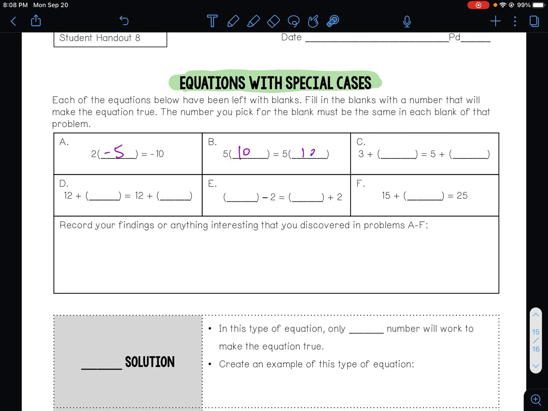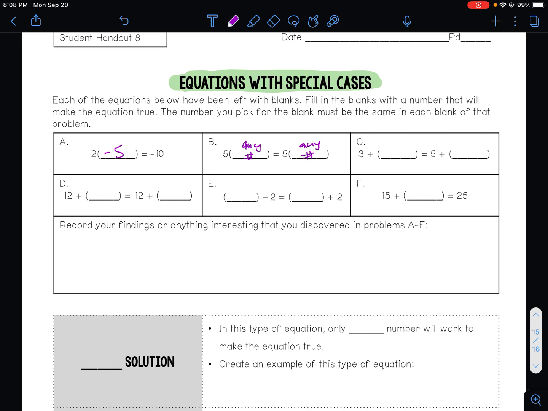5 times 10 is 50. Does 50 equal 50? Yeah. Pretty much you can put any number in here. Any number, and your answer should have worked, even a decimal or a fraction.